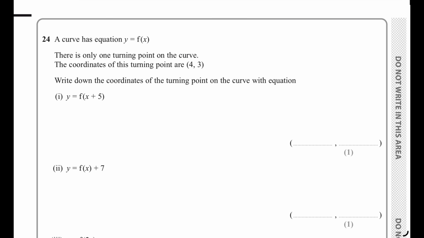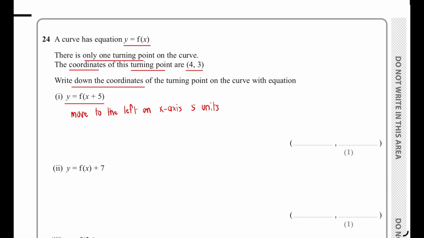Question 24. A curve has equation y equals f(x). There is only one turning point on the curve. The coordinates of this turning point are (4, 3). Write down the coordinates of the turning point on the curve with equation y equals f(x plus 5). So it means we have to move to the left on the x-axis 5 units. So the coordinate will be (negative 1, 3).